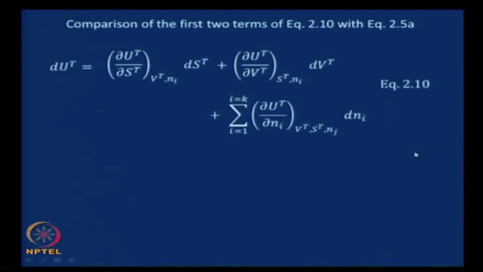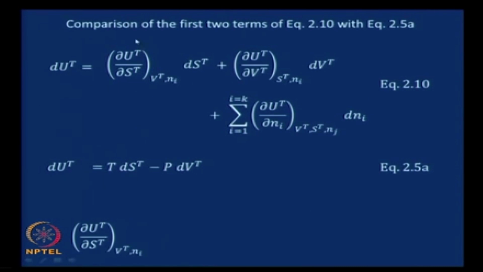If we compare the first two terms of equation 2.10 that we just wrote down with equation 2.5a, I am going to give you both these equations now. This is 2.10 that we derived just now and this is 2.5a. Here, going by the same scheme, dUt is dou Ut by dou St at constant Vt dSt minus dou Ut by dou Vt at constant St dVt. It is quite easy to see the correspondence between the two, and therefore it is quite straightforward to write dou Ut by dou St at constant Vt and Ni equals the temperature, and dou Ut by dou Vt at constant St and all other components, the number of components being held constant, as minus P.